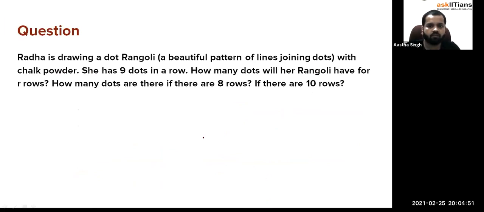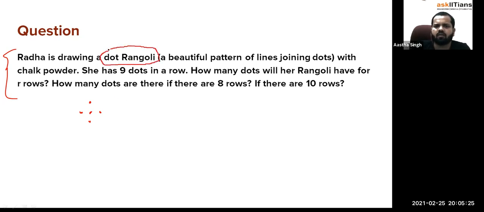Okay guys, so good question. A word problem basically is given to you. Try to do it. Radha is drawing a dot rangoli. You know rangoli? I think you all have done it at your home, right? In Diwali and all. So a rangoli is basically a design, a pattern, by joining dots.